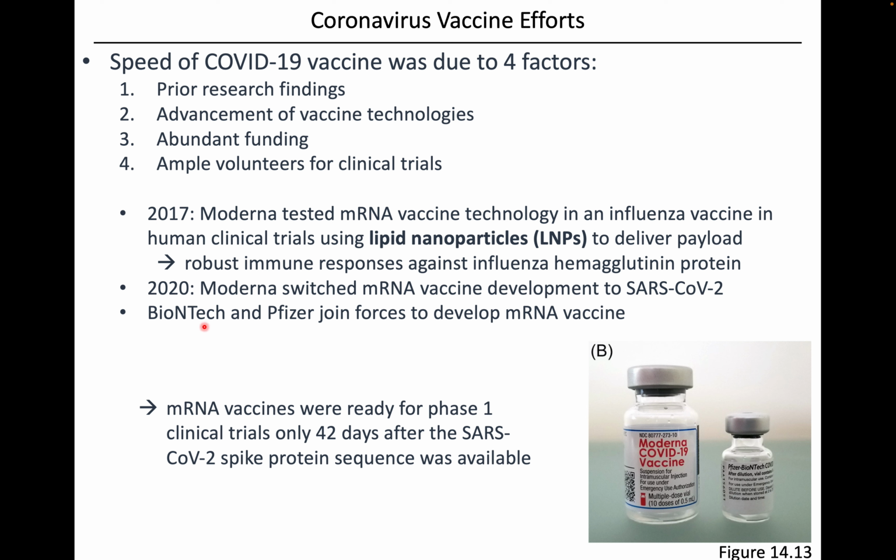And right around the same time, you had another couple of giants, BioNTech and Pfizer, both putting their heads together to work on mRNA vaccines as well. So when I say this was incredible and heroic, we had mRNA vaccines that were ready for phase 1 clinical trials in humans 42 days after we had the protein sequence for the SARS-CoV-2 spike protein. That's pretty astounding.